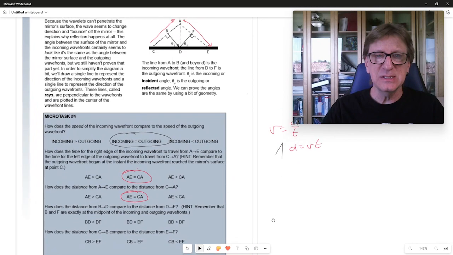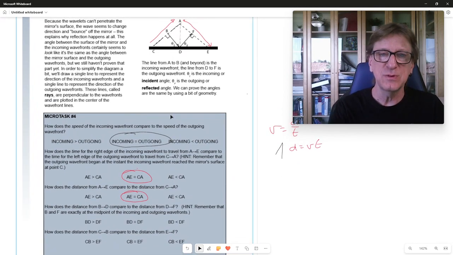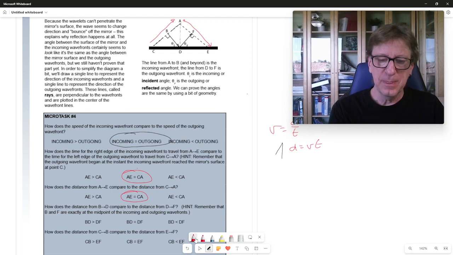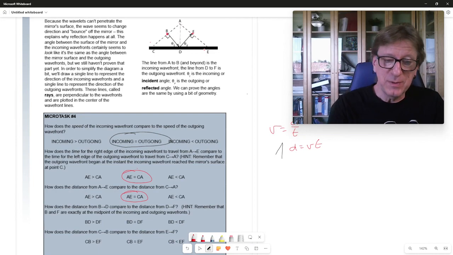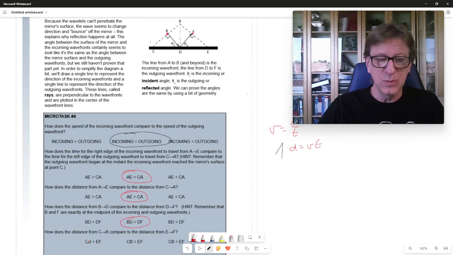All right, so how does the distance from B to D, so this distance we're talking about, compare to the distance from D to E? And we give you a hint. Let me erase some of my lines here so you can see it. We give you a hint that B is exactly at the midpoint of this line from C to A, and F is exactly at the midpoint of this line from A to E. So what can you say about those two lines? Well, they also have to be equal, right? So they have to be equal as well.